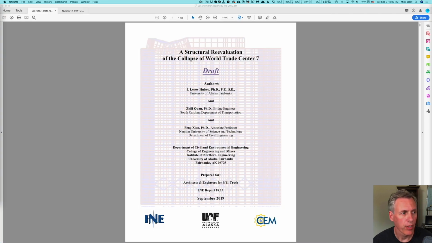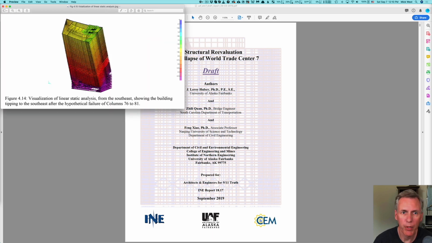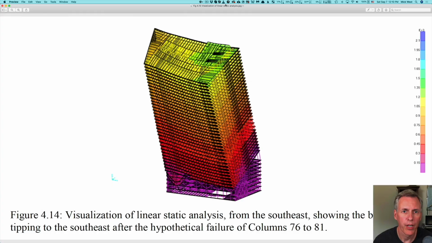My second question is, what is the justification for static linear analysis in figure 4.14? 4.14 and similarly 4.15 are this diagram here. Now you see here it says visualization of linear static analysis, and yet we use something that's obviously far beyond the bounds of linear static analysis. In particular, we have these columns that have been stretched out here, which isn't something that is really what you would do in linear static analysis.